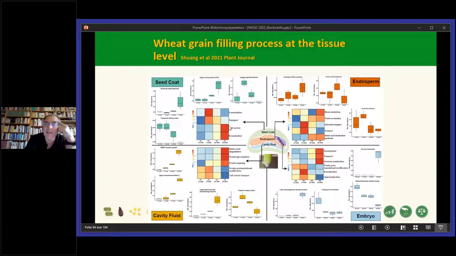For instance, in the seed coat, we had in the later stages a strong upregulation of light reactions, but also nitrogen assimilation, where we can now really assign different protein functions to these different tissues depending on the developmental stage of the grain. And what was also interesting is that in the endosperm we saw an enrichment of transport, a cellular vesicle transport, in the mid-grain filling stage, so 15 days after anthesis.